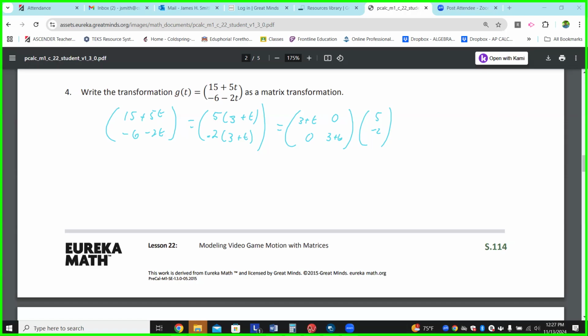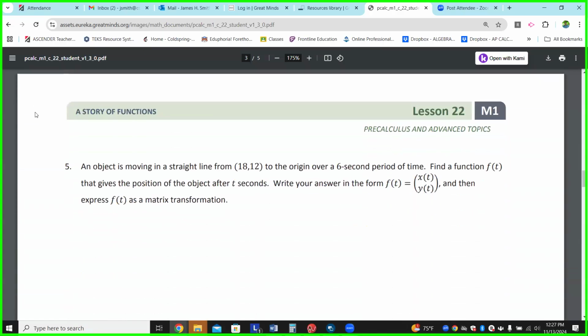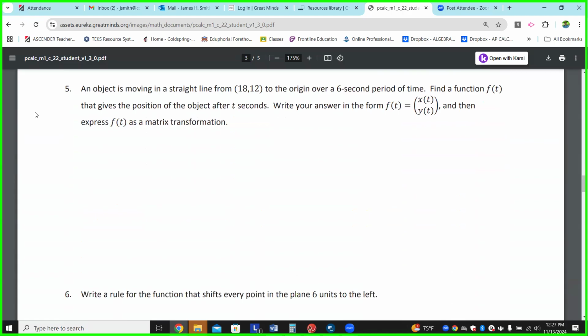Now, to put more meat on this, let's work out this next problem before we talk about it as a geometric description. So number 5, it says an object is moving in a straight line from 18, 12 to the origin. So it's coming back over a 6-second period. We're going to find the function that gives its position after t seconds. We're going to write it in this notation where we have a function for x and a function for y. Don't stress out about that. That's literally our normal stuff. And then express f of t as a matrix transformation.